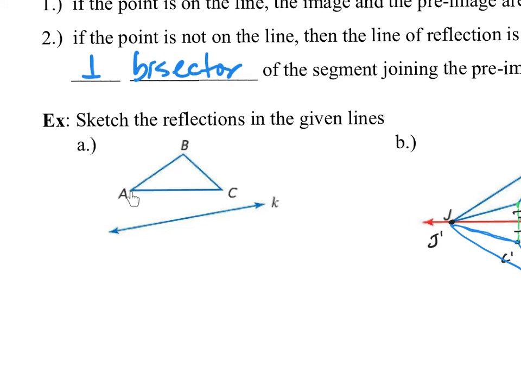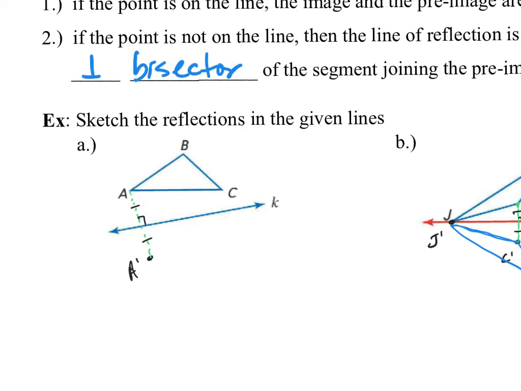And so what I need to do is place A prime in such a place such that line K will be the perpendicular bisector of the segment that connects A to A prime. So we're just eyeballing this. So I think A needs to go right about here. We're going to call that point A prime. So that is A prime. And again, if I connect A to A prime, then line K, this line should be the perpendicular bisector of the segment that connects A to A prime, okay?